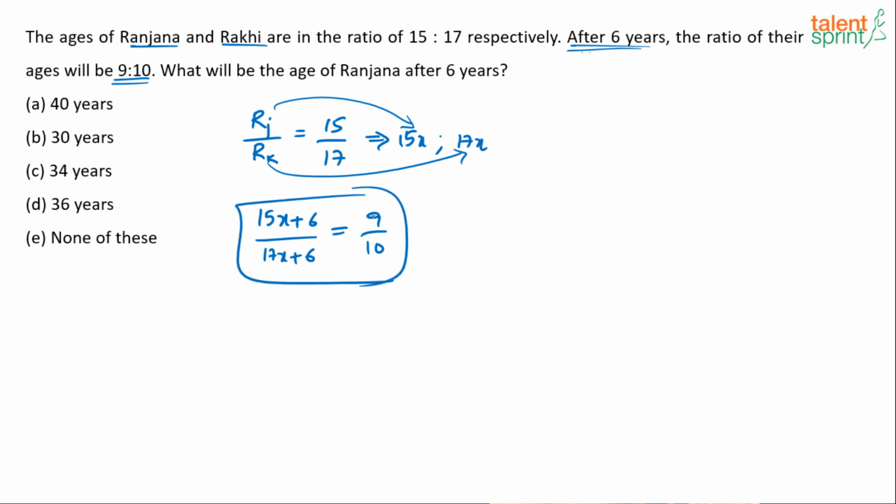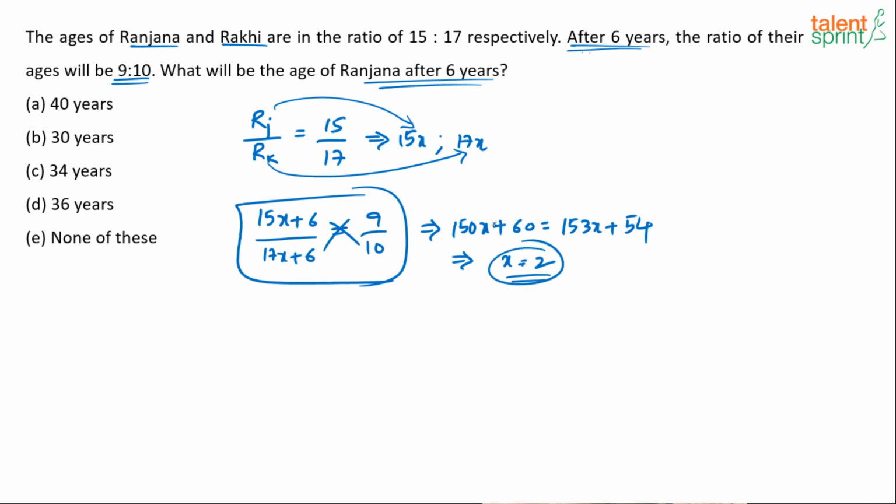One equation and one variable. X is the variable. Solve for this variable and then you can answer the question, whatever it could be. It could be Ranjana's present age, Rakhi's present age, or in this case it is Ranjana's age after 6 years. So let's solve for it. Cross multiplication is the solution. So what do we get? 150x plus 60 is 9 into 17, which is how much? 153x, and 9 into 6 is 54. So when you solve, what do we get? 3x is equal to 6, or x is equal to 2.